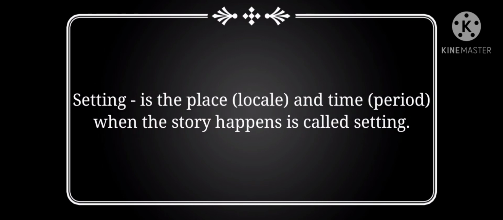Those are the differences of the protagonist and antagonist. The second one is setting. When we say setting, it is the place or the locale or the time or period when the story happens. The setting may be based on real place and real time, or it may also be based on the author's imagination. So that is the setting.